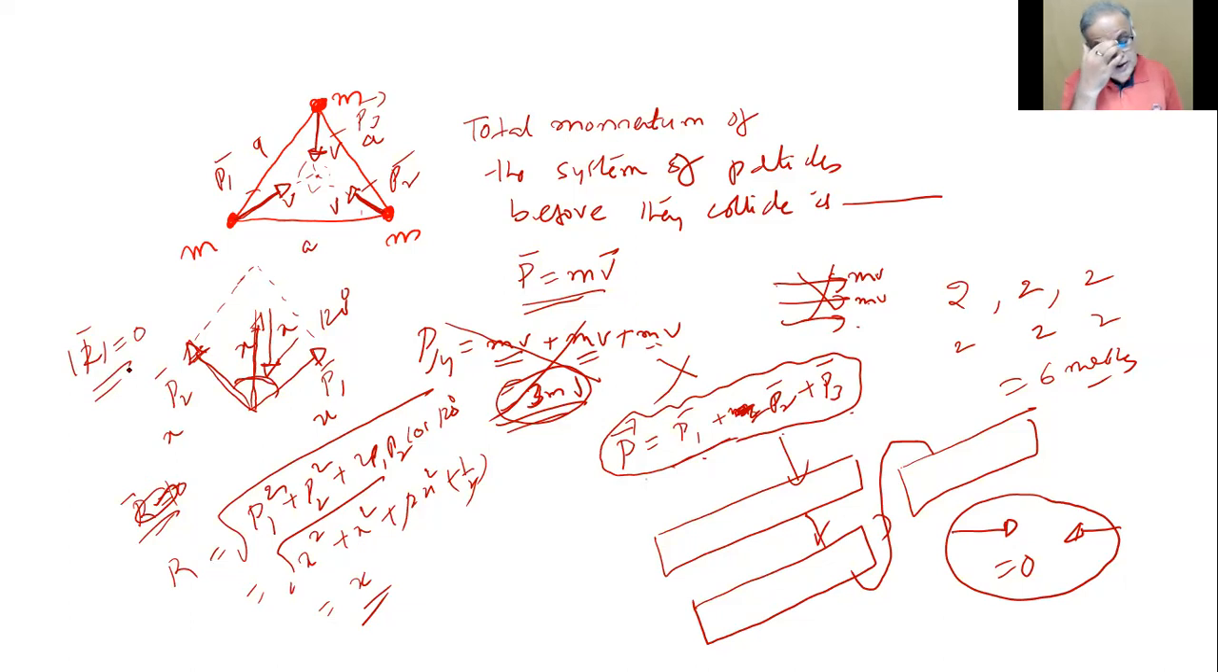You can do it for these two and show that the sum of these two is equal and opposite to the third one. Whichever way you do, finally the total momentum will be 0. It's not 3 MV.